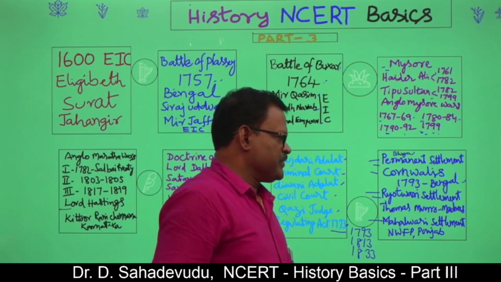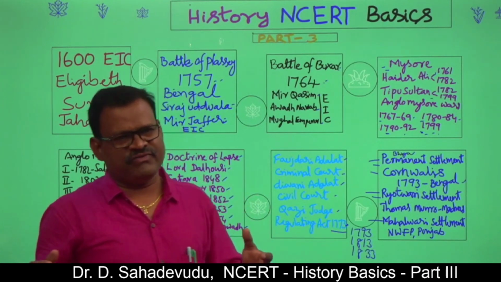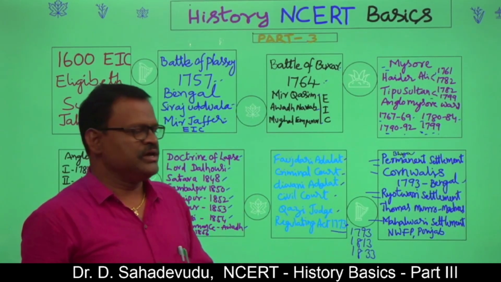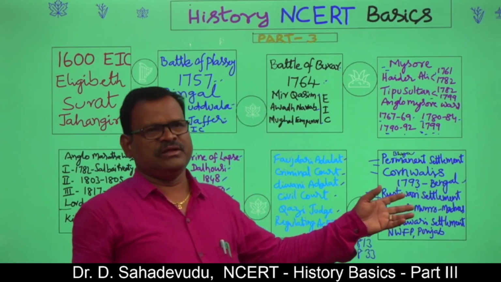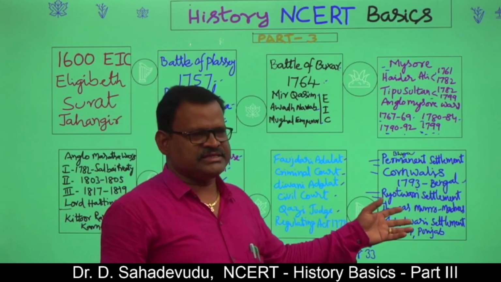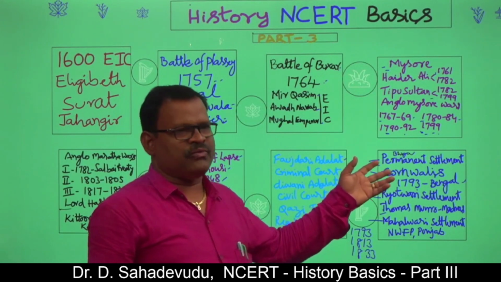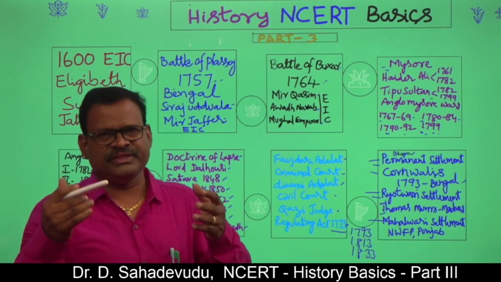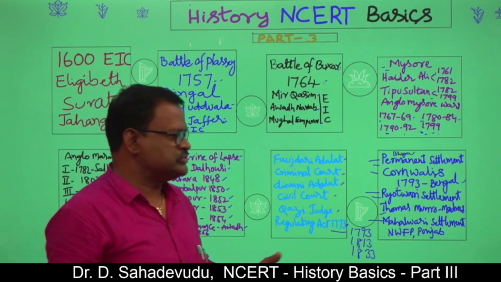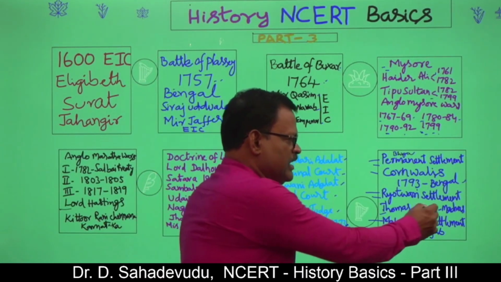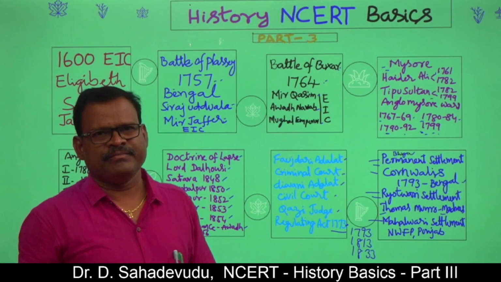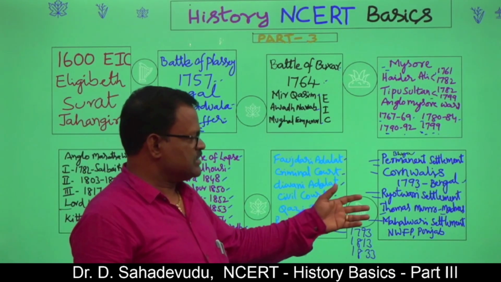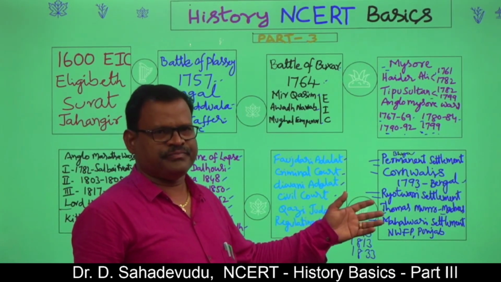Raitwari settlement was a direct settlement between the farmers and the British government. It was introduced by Thomas Munro in the Madras provinces. In these Madras province areas, unlike Bengal, Bihar, Orissa, the Zamindari system was not introduced. Directly, the British government collected the revenue from the farmers. This was called the Raitwari settlement.